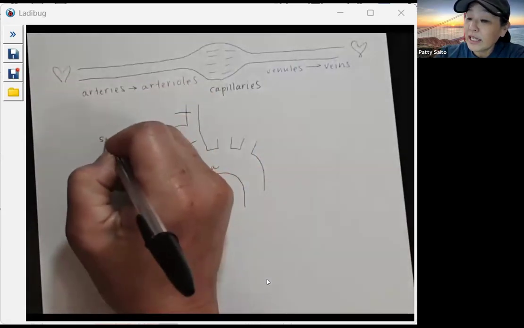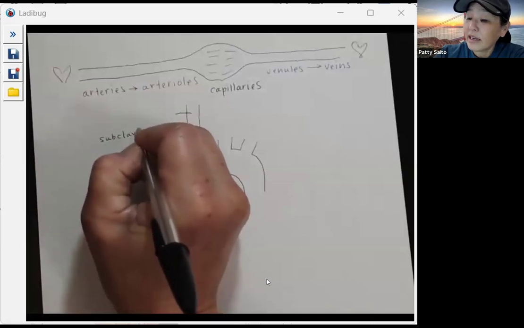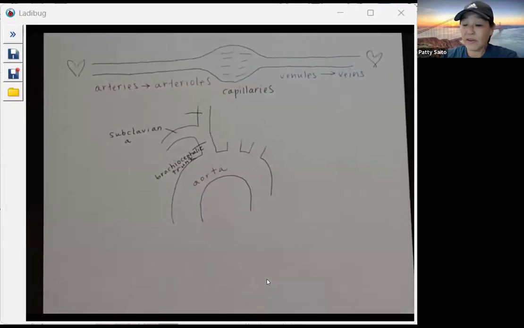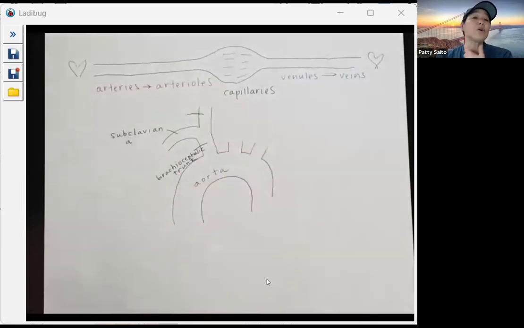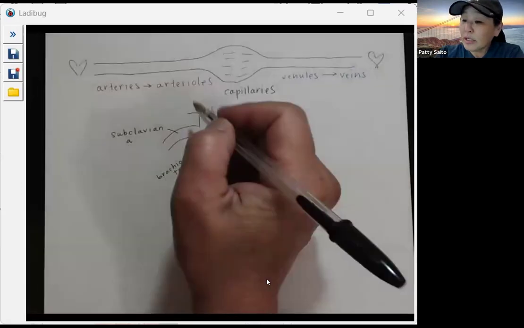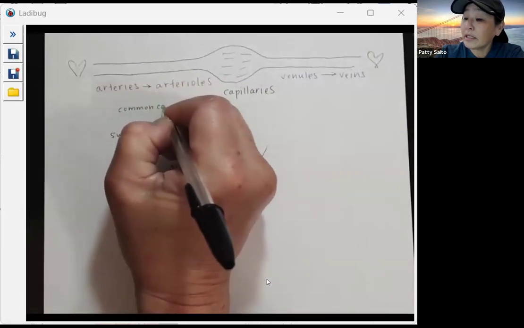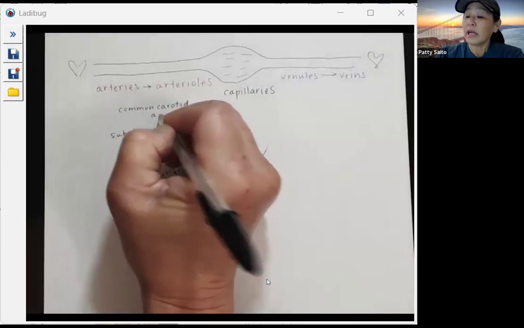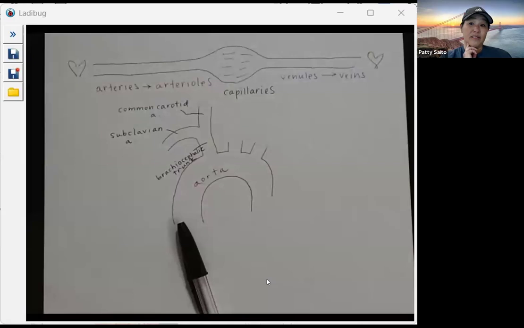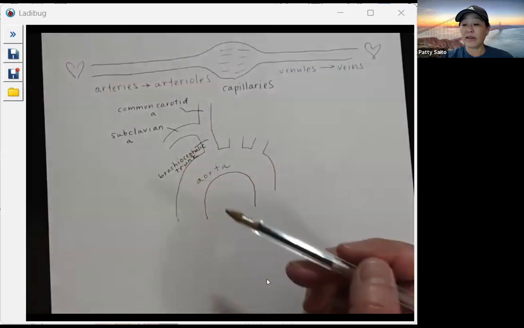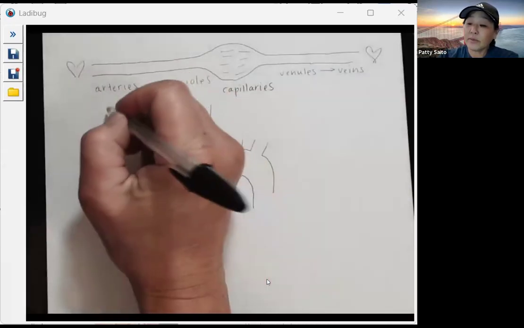So we call this the subclavian artery. Sub means under, clavian means clavicle. This one's going up to the head, but it's going up through the neck. So we call this one the common carotid artery. This is the one where you take your pulse, your heart rate, in your neck. You can feel it pulsing because it's pretty close to the heart. All right. Common carotid artery and the subclavian artery. These are on the right side. So I'm going to put a right here.